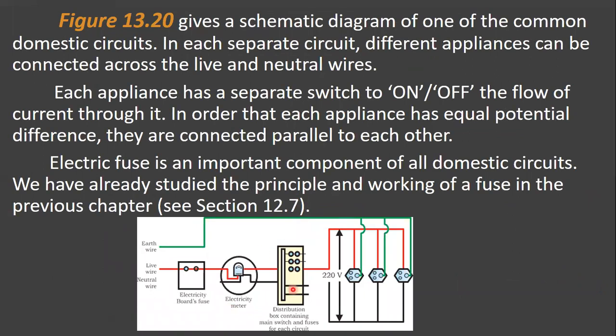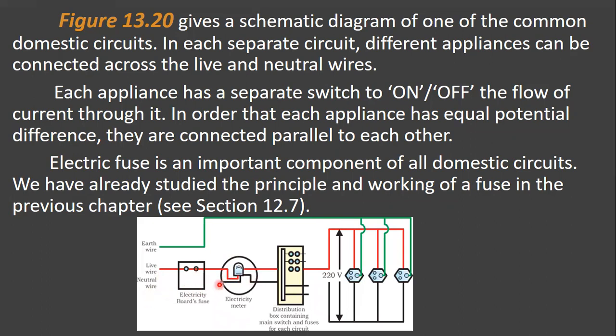See here, the figure has been given, children. It gives us a schematic diagram of one of the common domestic circuits, used in our houses. In each separate circuit, different appliances can be connected across the live wire and the neutral wire. See children, the green color wire is the earth wire, the red color is the live wire, and the black color is the neutral wire.